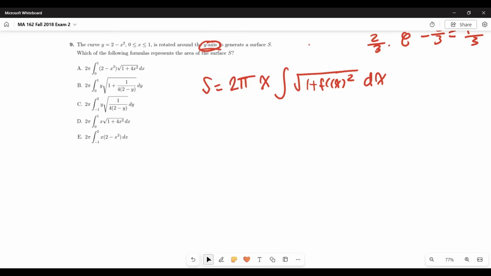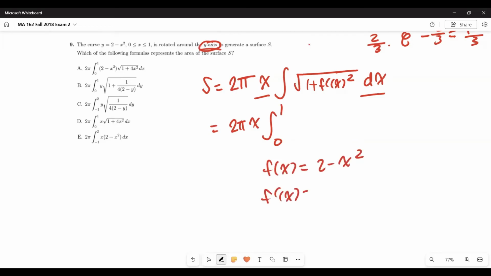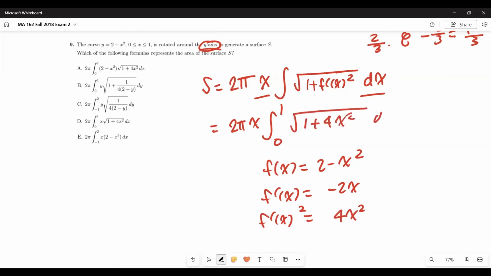Yeah, in case you're interested. But in our case, it's going to be y-axis rotating, so it's going to be x and dx. So 2 pi x, and the integral is from 0 to 1. Let's find our f prime. f of x is 2 minus x squared. f prime x is negative 2x. f prime x squared is 4x squared. Negative 2x squared is 4x squared. So this is the square root of 1 plus 4x squared dx.